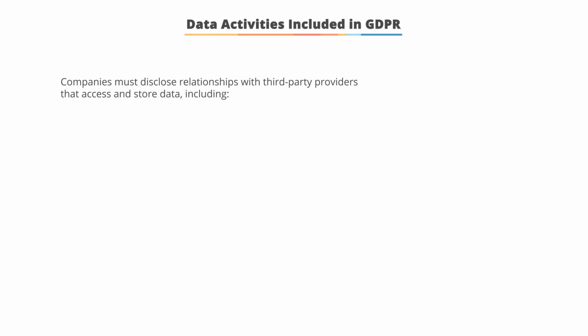In addition, companies will also have to disclose relationships with third-party providers that will have access to the data or store the data. This includes the use of a CRM, customer relationship marketing database, an analytics provider, or an email service provider. If a company is performing targeted advertising based on personal data, then all advertiser relationships will have to be disclosed, along with noting the data that is being shared.